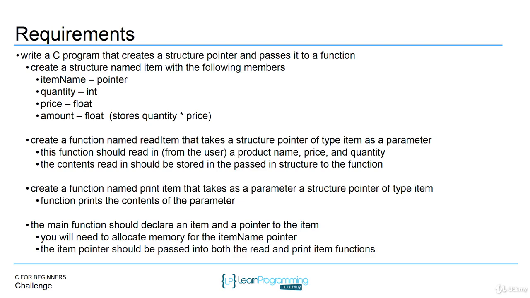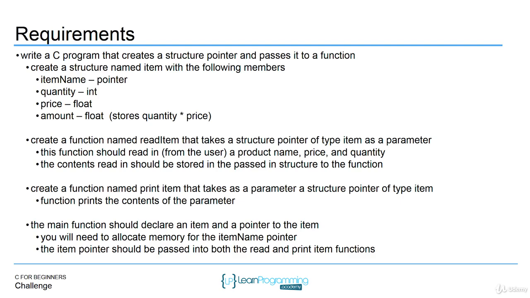In the main function, you want to declare an item, or declare an item and a pointer of the structure, because then you can assign to the pointer the address of the item. And then you also need to allocate memory for the item name pointer. So remember, the item name element inside the structure is a character pointer. That means you have to allocate memory for it. If it was a character array, you wouldn't have to.